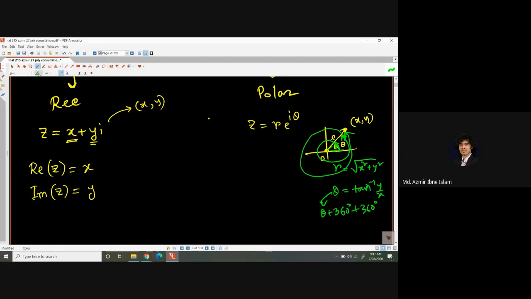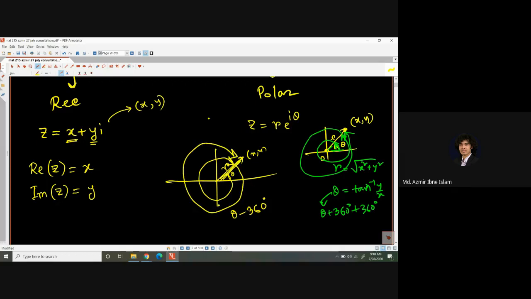Similarly, let's say this is the point x comma y, this is r, and this is theta. This time we can come clockwise. If we take negative 360 degrees, we will get the same line. We can again come in this direction, so we can again add negative 360 degrees.